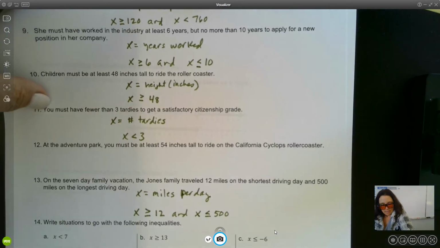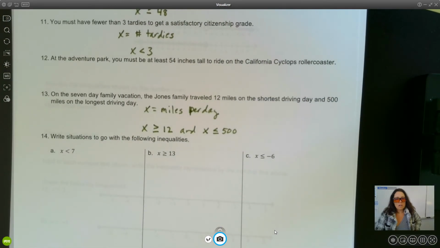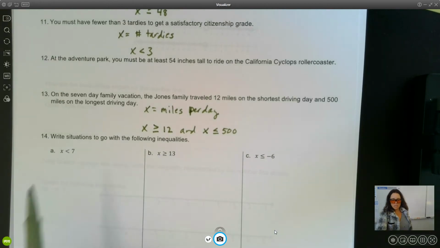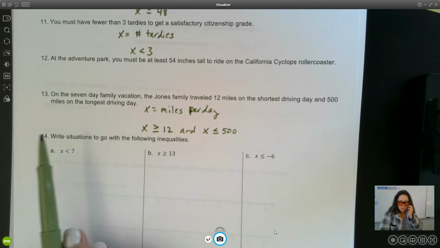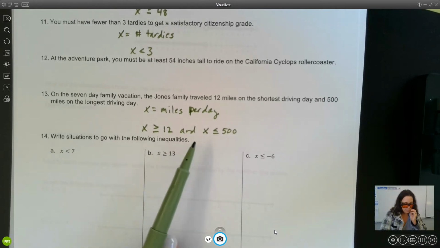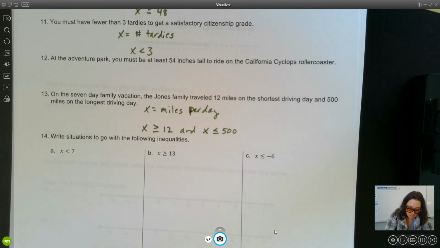Okay, now we need to go reverse. You're given an inequality and we need to come up with a little story, a little situation. Write situations to go with the following inequalities. All right, this could be a variety pack of things. Maybe you want to pause and do your own.